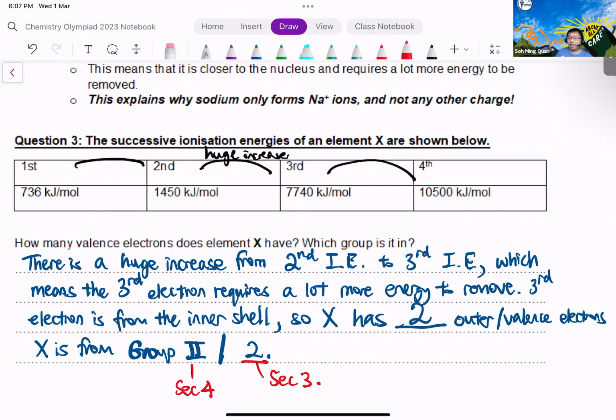Now, I will just take about 8 minutes to quickly go through ionic bonding on the next page. I will leave page 11 and page 12 for the following session, which is also good for the sec 3 students, because over next week, you will also be learning about ionic bonding and ionic compounds. Okay? So let's go on to page 10.